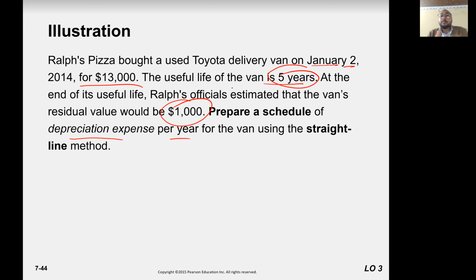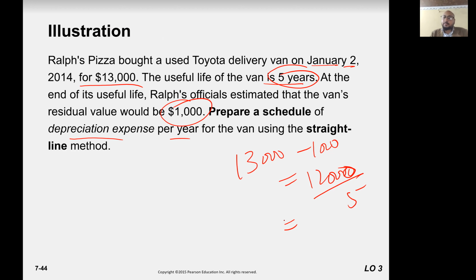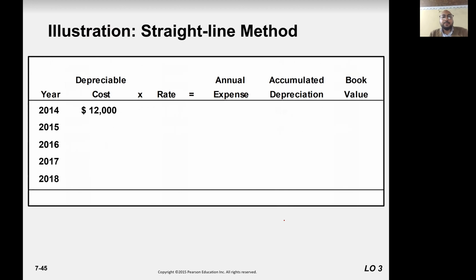For the first, the straight line method, we need to find the depreciable amount. So 13,000 minus 1,000, the answer is 12,000 depreciable amount. Right? Divided by 5, the answer is the depreciation expense per year. So that would be equal to 2,400.